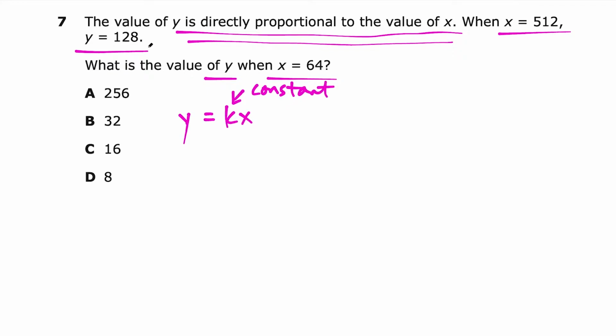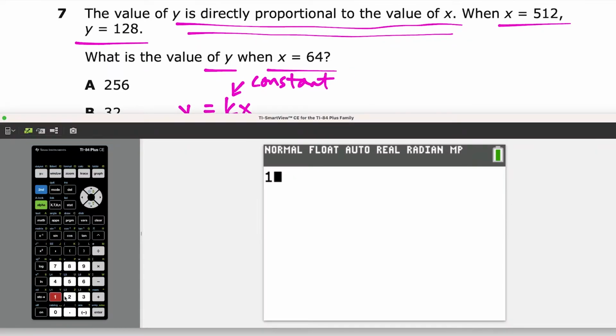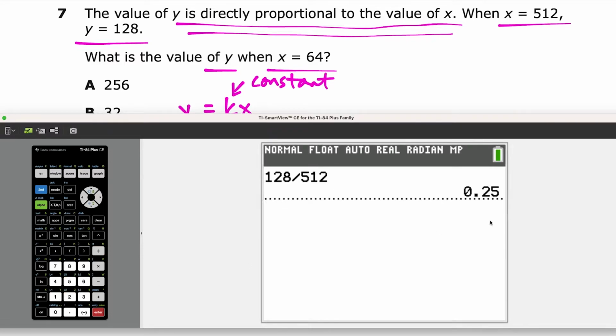So what we do here is we plug in x and y. So we have y is 128, and this is equal to k times x is equal to 512. So anytime they give you a pair of values here, this helps you find the value of k, our constant. So I would just divide both sides by 512, and that's going to get the k term by itself. So now we can just do the division here. We're going to do 128 divided by 512. And hopefully we get a nice decimal here, and we do.